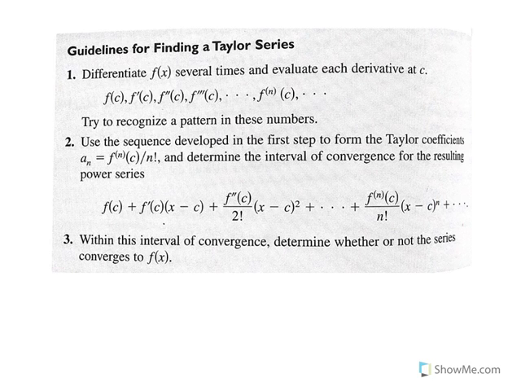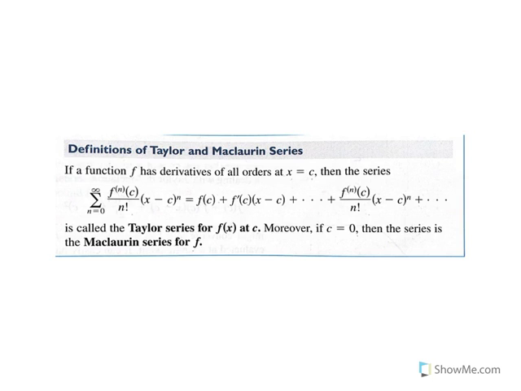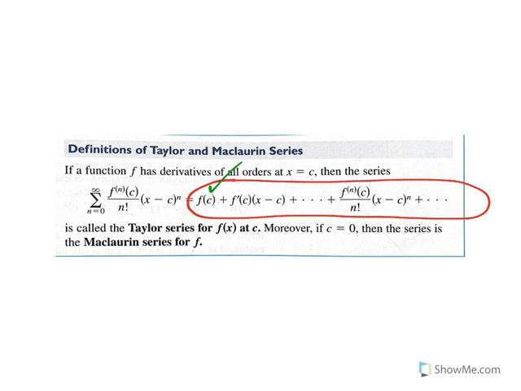These are the guidelines for finding a Taylor series from an earlier lesson. So you are going to use the definition of Taylor series. So that's step 1. Differentiate f of x several times and evaluate each derivative at c. The reason you need to do that is because how do you form a Taylor series? You use this definition. So you need to know the value of the function at c and the value of its derivatives evaluated at c, so you can form these coefficients of your Taylor series.